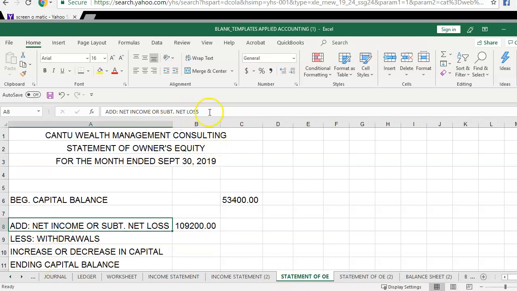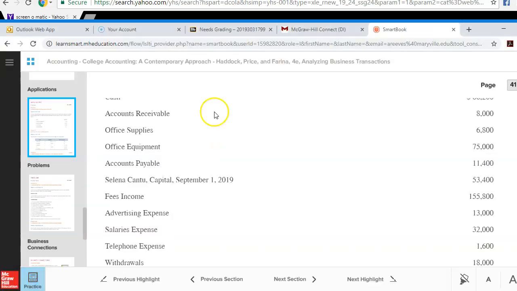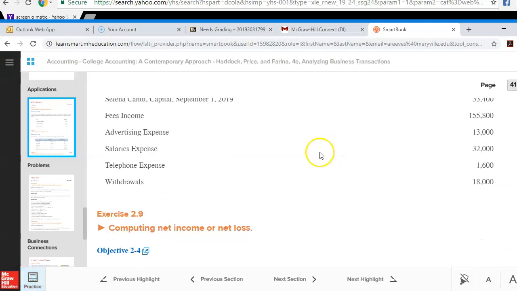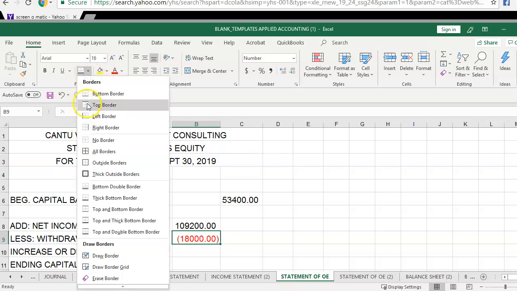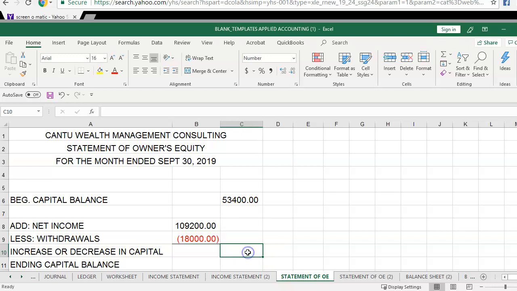I'm going to get rid of this net loss because we had net income for our particular one. And then any withdrawals? Yes. The owner took out $18,000 for personal use during the month of September. So now we're going to compare our withdrawals against our net income. Depending upon which is greater, we're going to either have an increase or a decrease in our capital account. So I'll subtract the withdrawals from my net income.